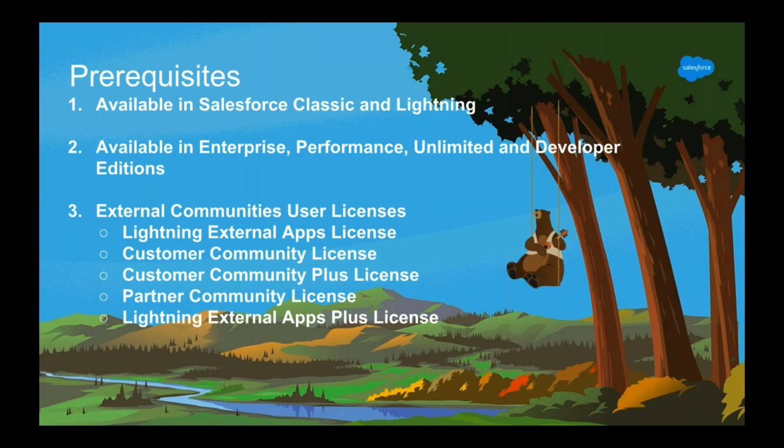The Partner Community license is geared towards business-to-business communities that need access to sales data, such as partner relationship management. The Lightning External Apps Plus license is used for highly customized experiences, incorporating CRM objects, custom objects, external data, and requiring additional storage. Ideal use cases are dealer, vendor, or supplier portals, also commonly used for franchise management, marketplaces, and multi-level marketing.